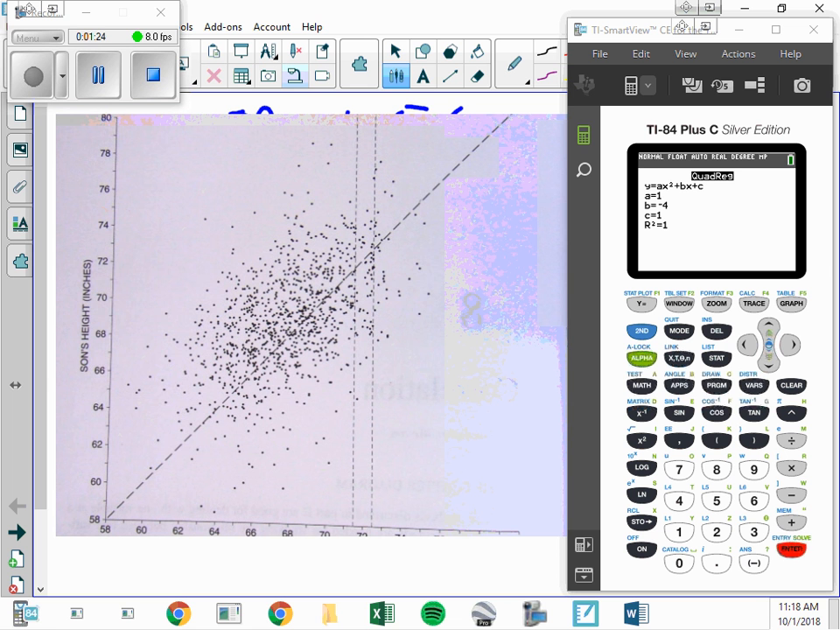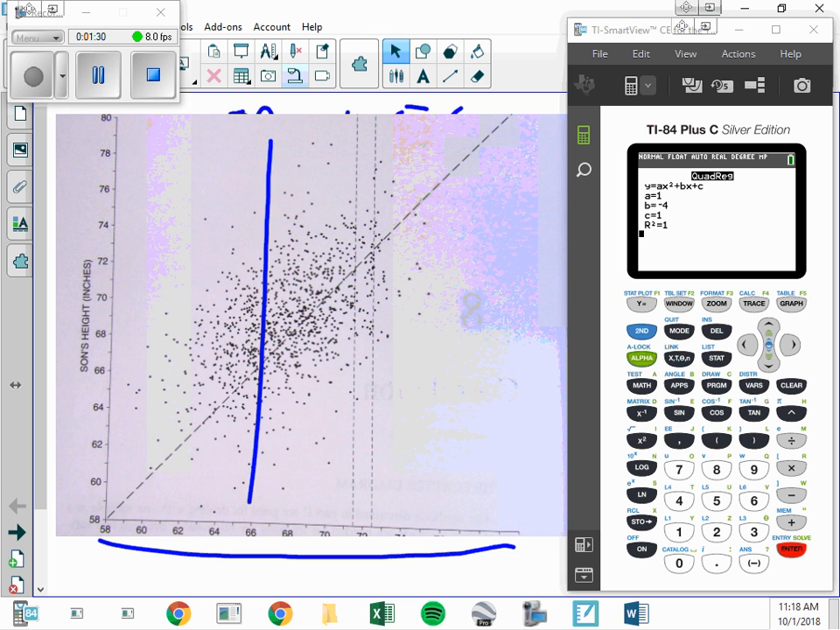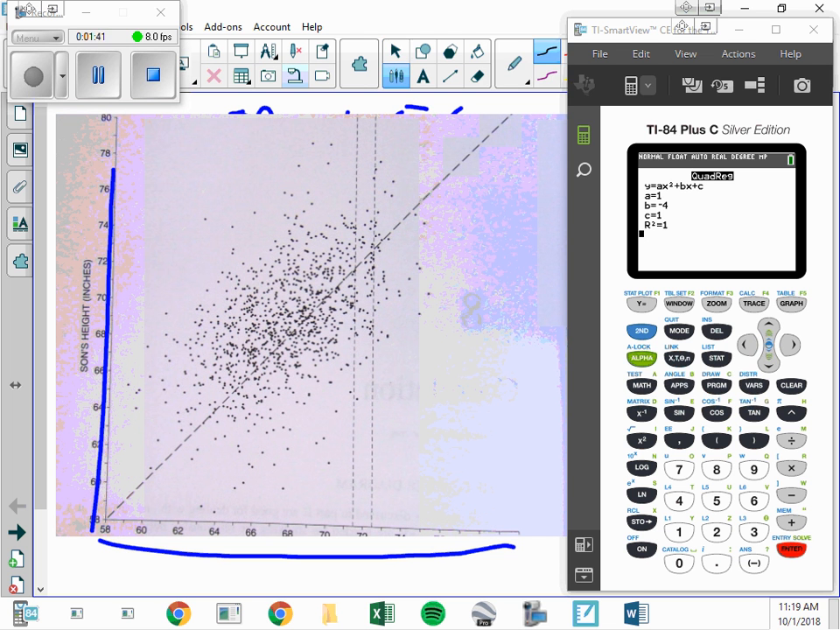Okay. The shortest father, this is the list of fathers. So the shortest one has to be as far to the left as we can get, which is that guy right there, 59 inches. How tall is his son? So this person right here is just over 65 inches. Looks like 65 and a quarter maybe. Okay.